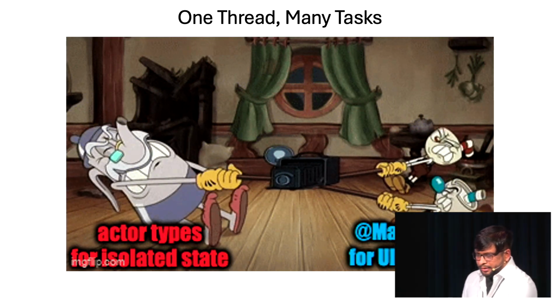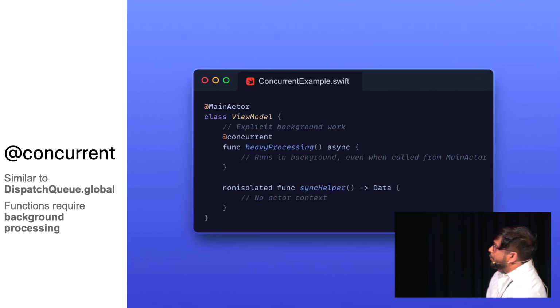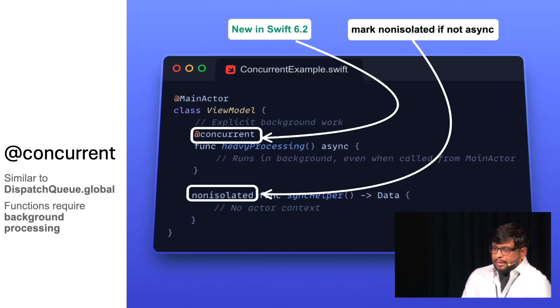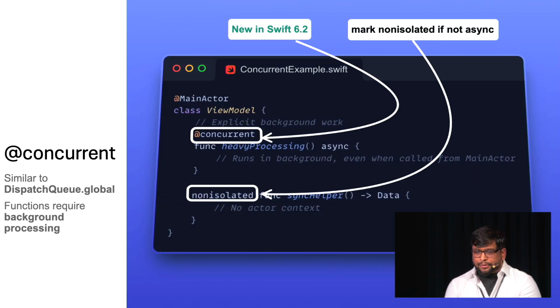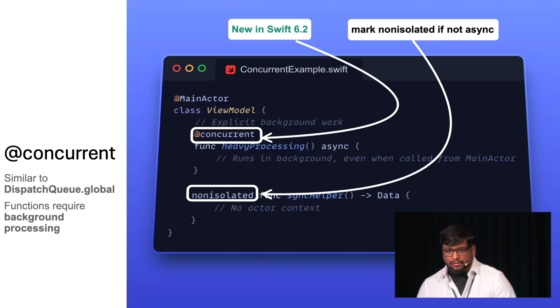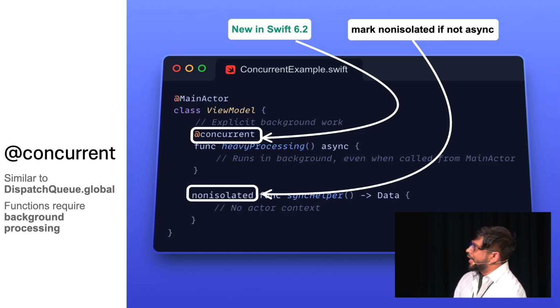The solution, we have the concurrent attribute here. This is brand new in Swift 6.2. This is how you can explicitly say that this function should run concurrently in the background. Think of something similar to what we had in GCD, DispatchQueue.global. You are opting into the background thread.